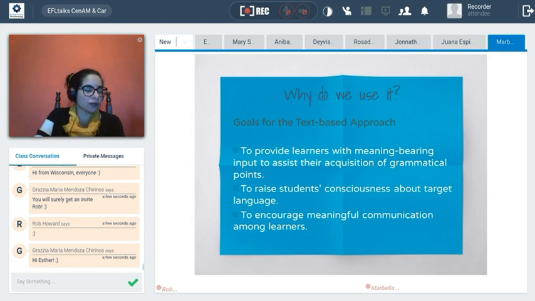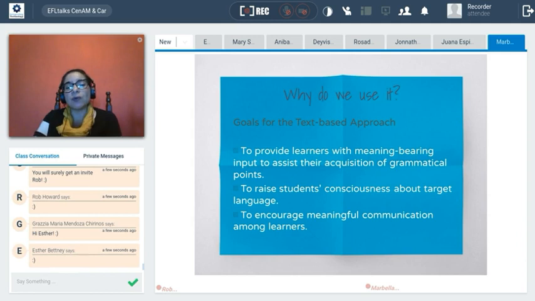So what are the goals? So why would we want to use this particular approach? So first, what we want students to do is to have input that makes sense to them. So it provides an opportunity for students to get input that has meaning and that assists their acquisition of the grammatical points. As we've said before, sometimes it's very dry and students don't feel engaged by the target language without the context that was provided.